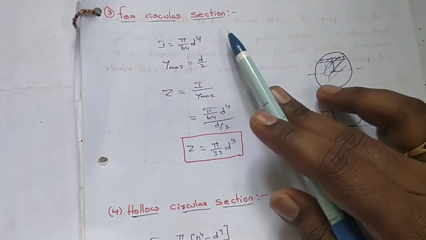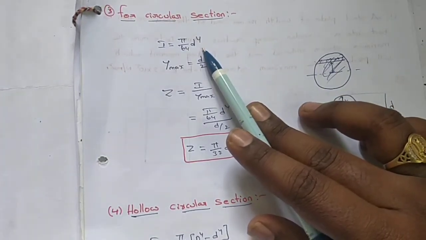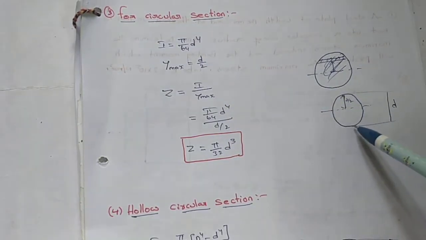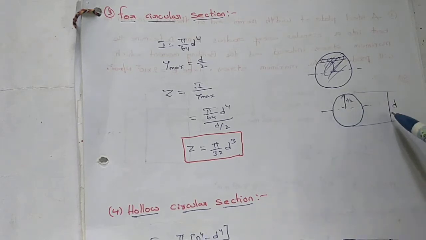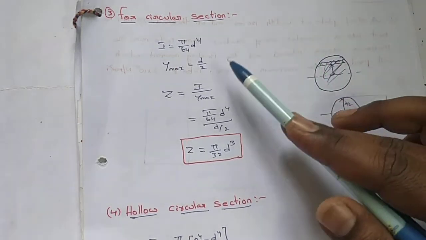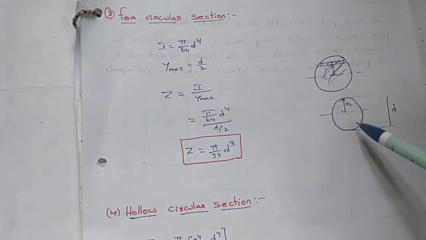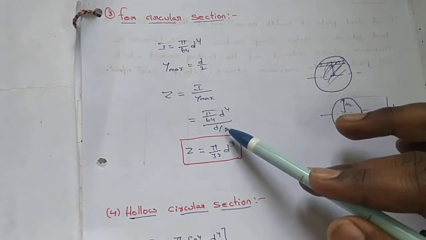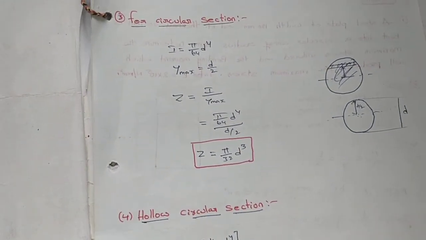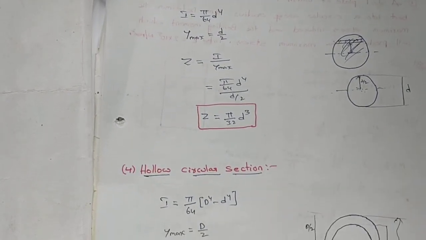Next, section modulus for a circular section. The moment of inertia for a circular section is I equals pi by 64 d power 4. For a circular section with diameter d, the distance from the neutral axis to the topmost layer is d by 2. Z equals I by Y max, that is pi by 64 d power 4 divided by d by 2. So the section modulus for a circular section is pi by 32 d cube.